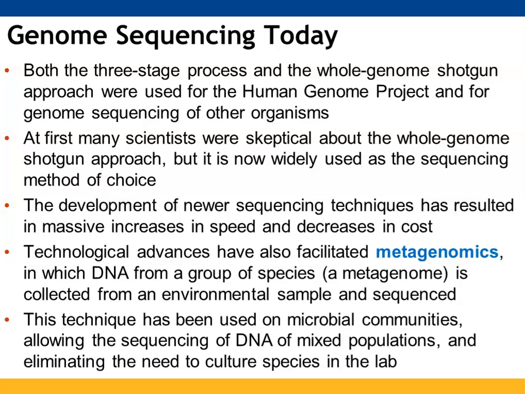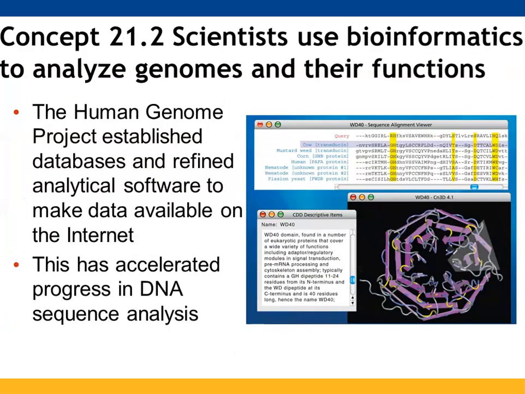We also now have metagenomics, and this is really key for your microscopic species, where we can take a group of species, known as a metagenome, that's collected from an environmental sample and sequence all of their genomes. So we don't have to culture species in the lab anymore to get enough DNA to be able to sequence it.